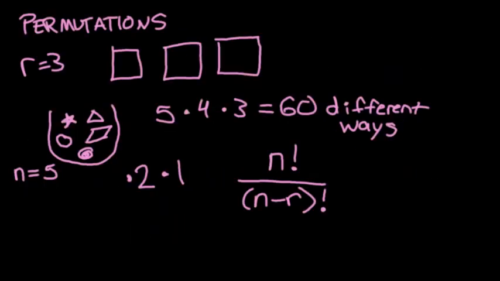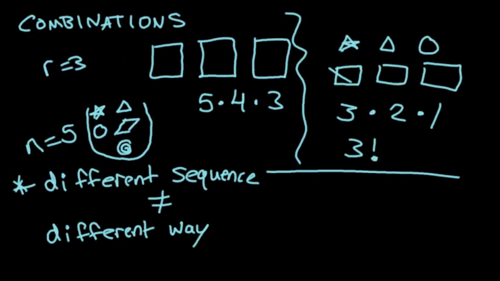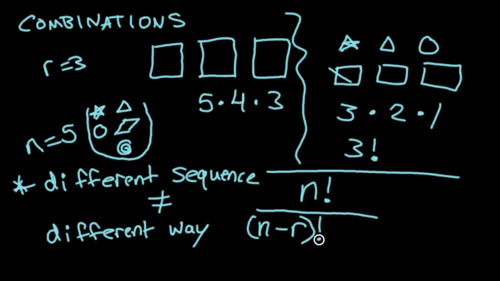So if you remember our formula for a permutation, it was n factorial divided by n minus r factorial. And all we have to do for a combination is divide out our r factorial. Remember, r equals 3, so 3 factorial. So our formula for a combination is going to be slightly different. It's going to be n factorial divided by the quantity of n minus r factorial times r factorial. So you're going to divide out a little bit because you're not going to get as many different ways, because a different sequence here does not mean a different way.